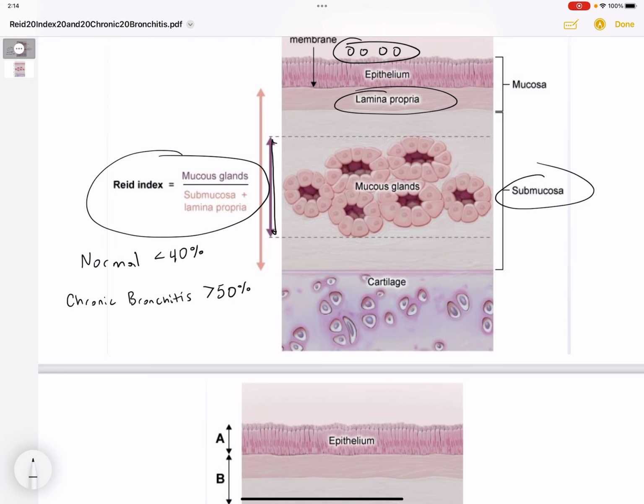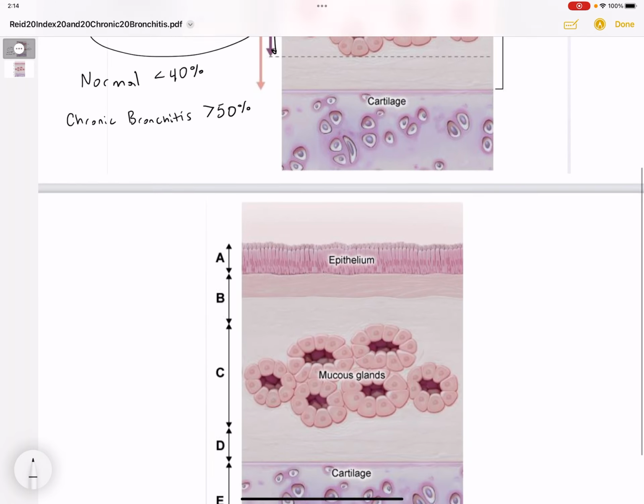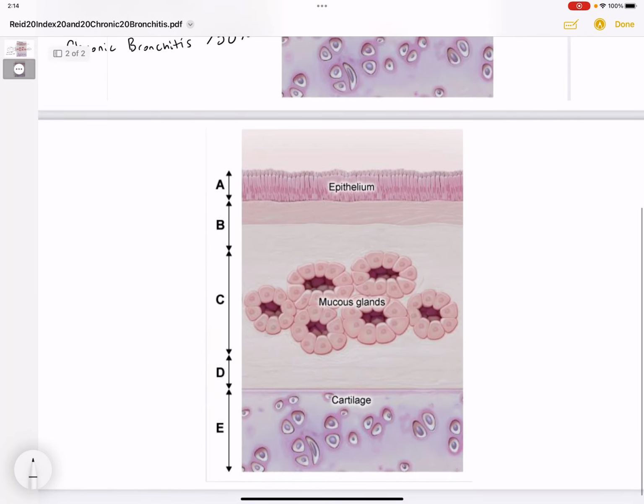And again, the reason for this is because we need an increase in the production of mucus in order to get rid of the irritants in our lungs. So here, what we could do is ask the question, what would be the equation to measure Reid index in this picture? So we're going to be measuring the mucus glands.